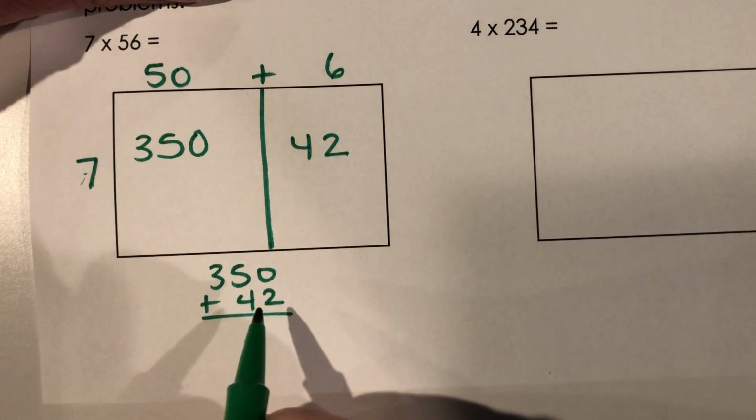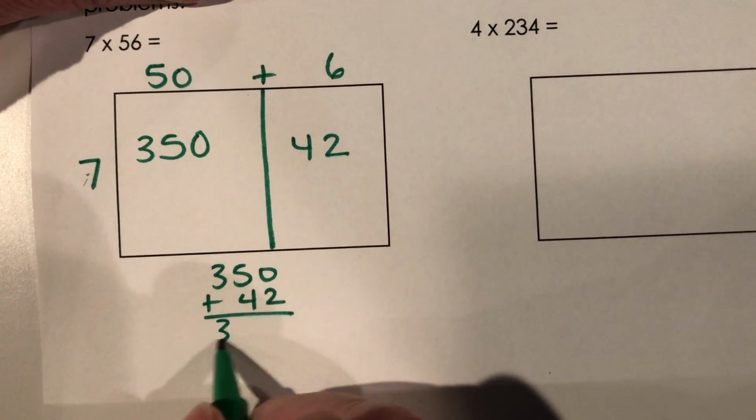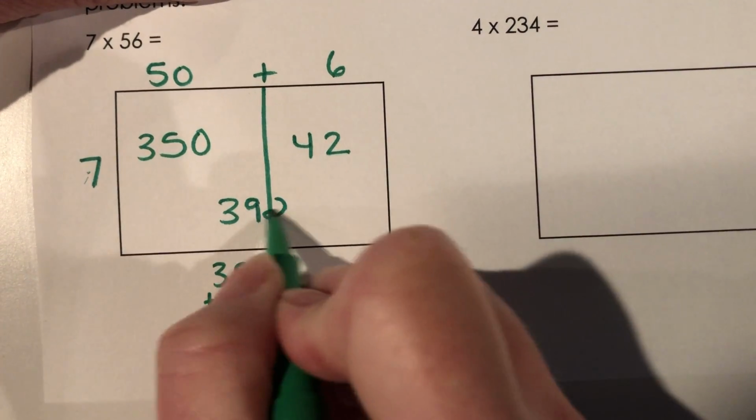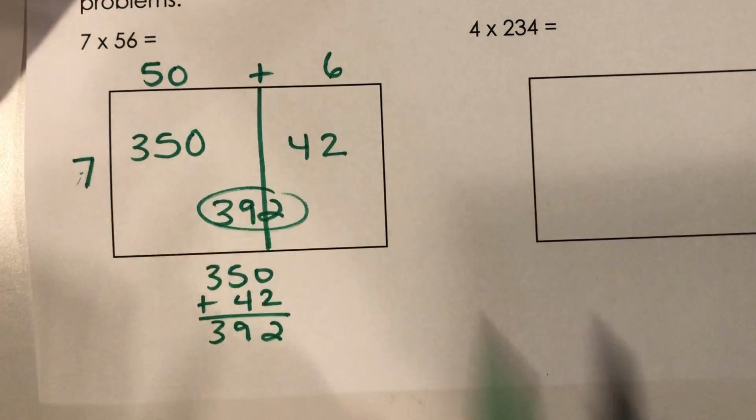Now, maybe you didn't need to write this out. Maybe you just knew there's 2 1s, 9 10s, and a 3. Yeah, 392. That's fine. That is our answer, right? The area of this thing is 392. And that's why it's called the area model, length times width.